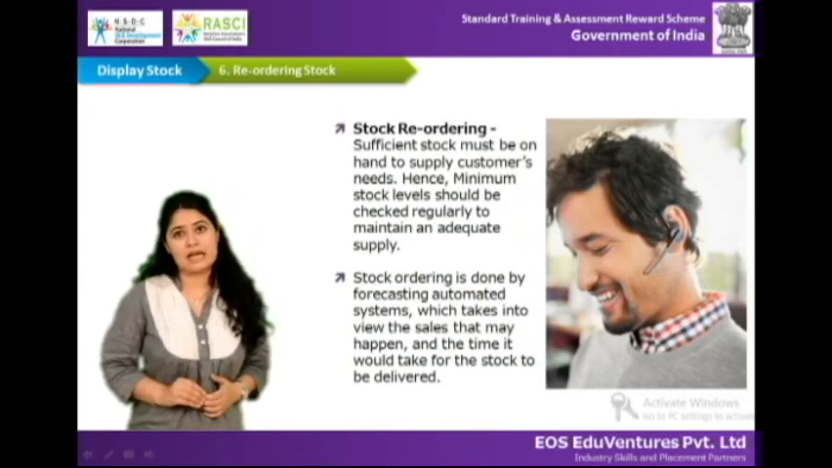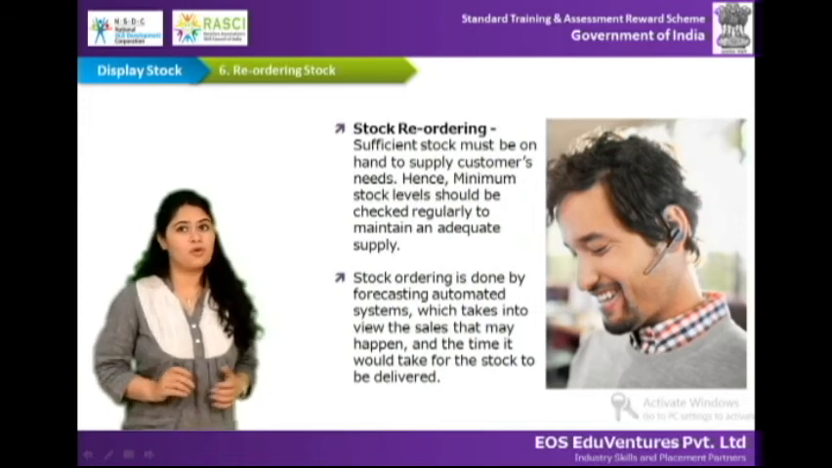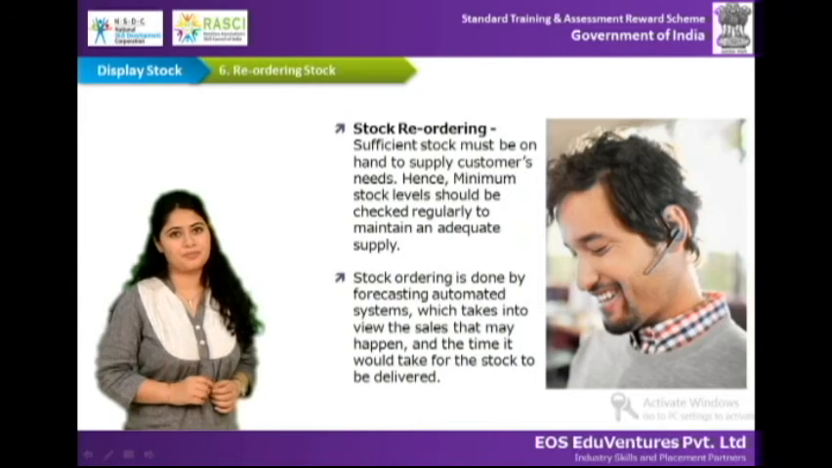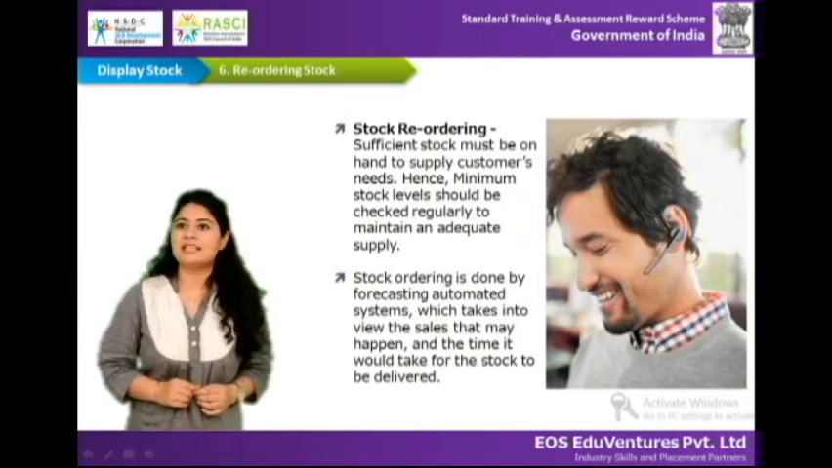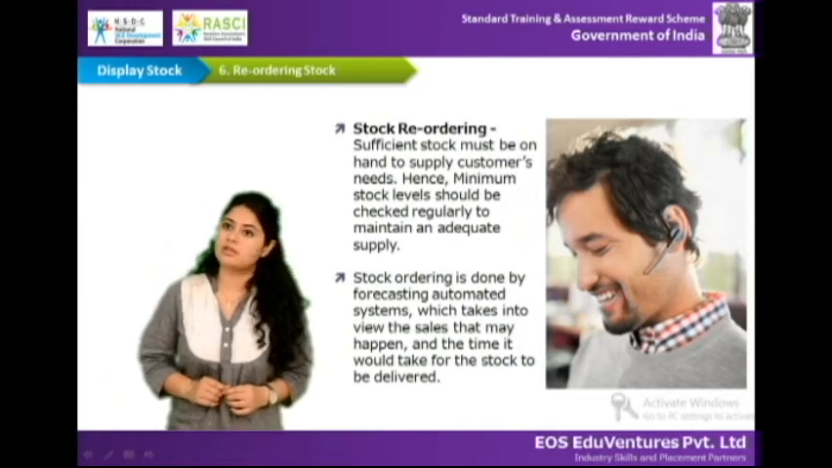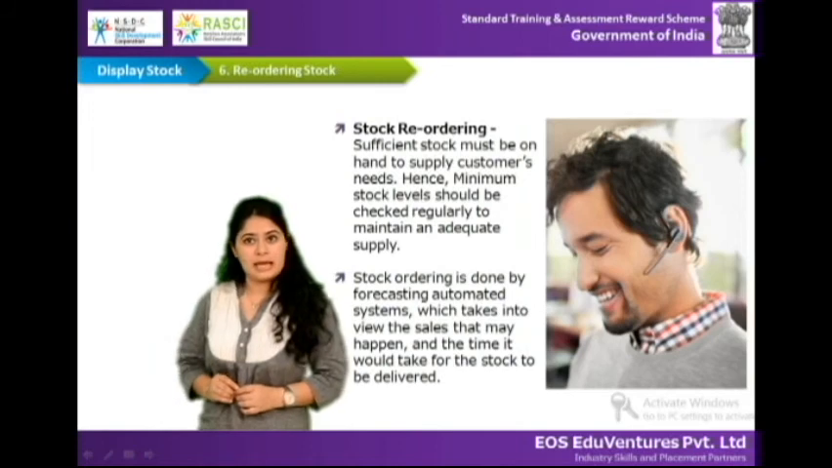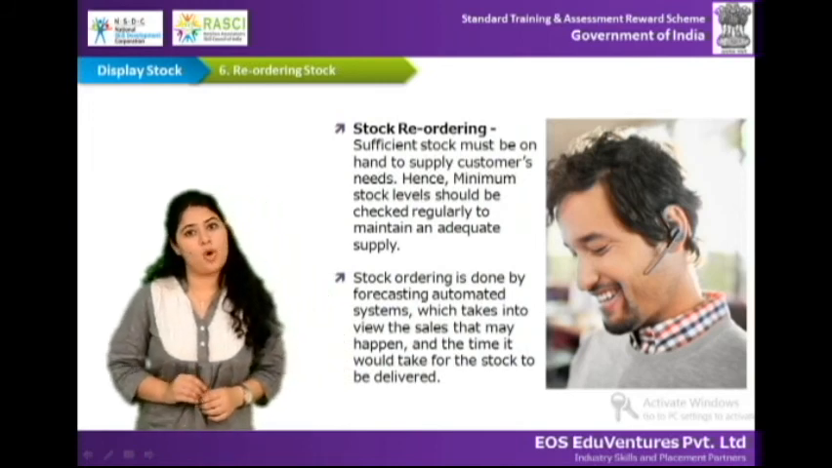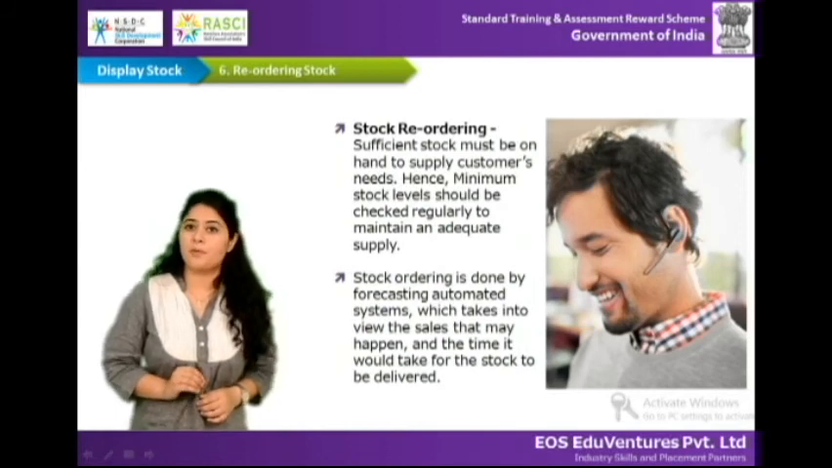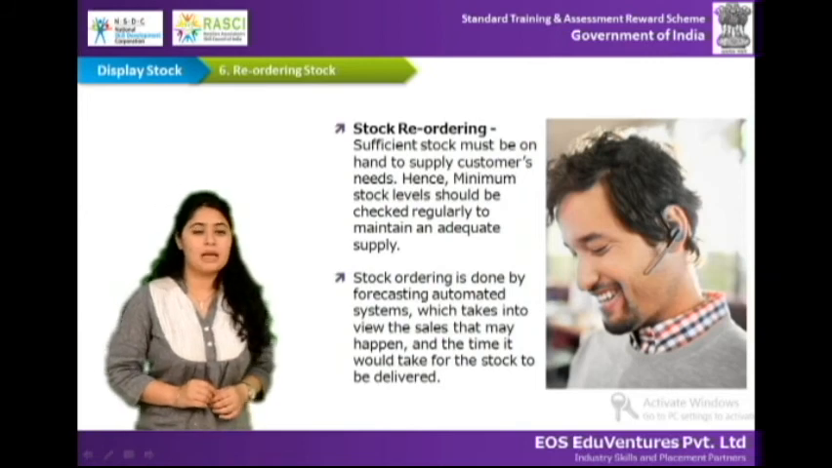Stock ordering is done by forecasting the sales that may happen and the time it would take for the stock to be delivered. Automated systems in stores help in estimating reordering stock. As an employee, if you do not find enough stock on the shelves, speak to the manager of your store and apprise him that stock levels are running low.